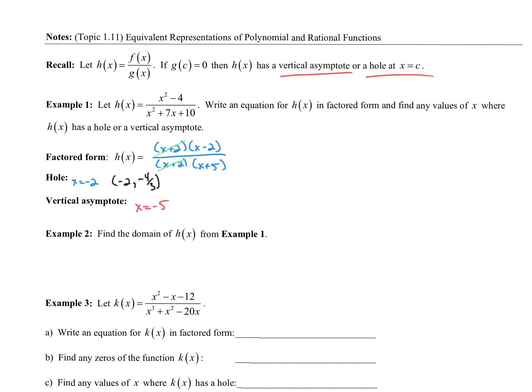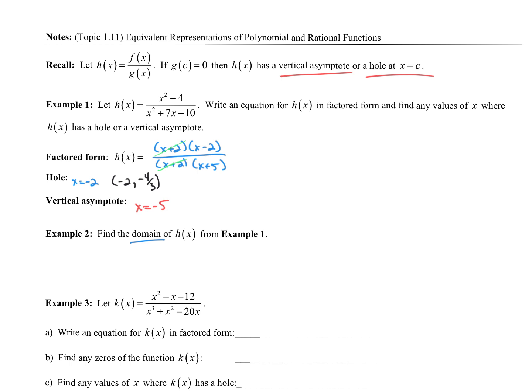Find the domain of h of x from example 1. Real quick, in first period, they were having trouble with this for some reason. Domain is what you can substitute in where the function doesn't break. The function will break when the denominator is equal to 0. When the denominator is equal to 0, I either have a vertical asymptote or a hole. So the domain is everything but my holes and vertical asymptotes. It's when the denominator is not equal to 0. That's how we do that.